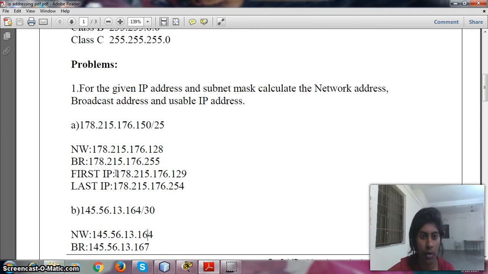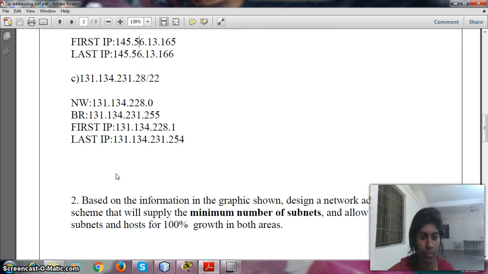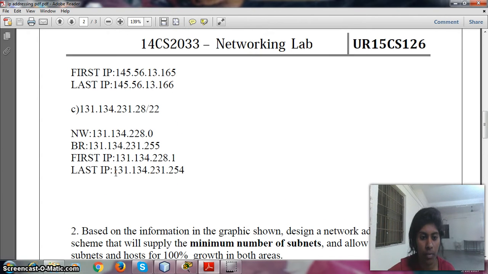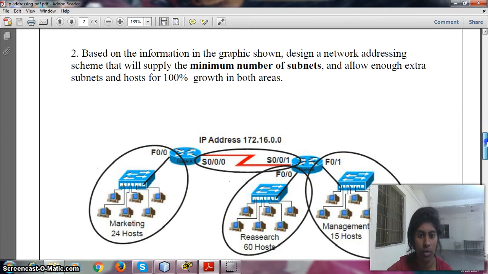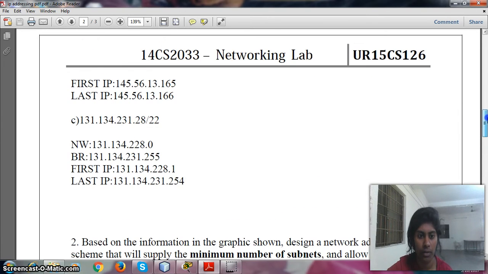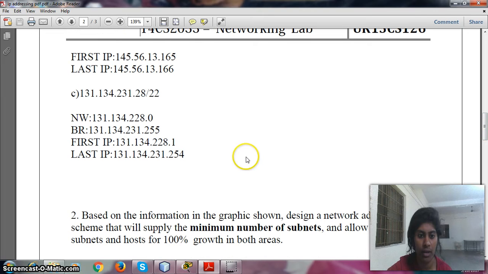And for now I'm going to go here. Based on the information, the graphic solution, design a network scheme that will supply the maximum number of subnets and extra hosts. And these are the subnets, and the last is the host, and for each of the classes there is network and host.